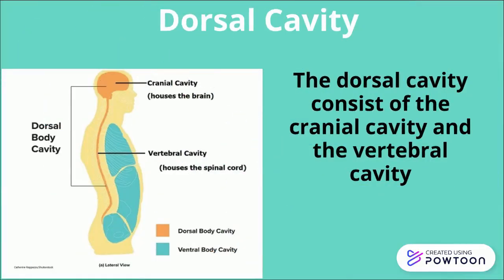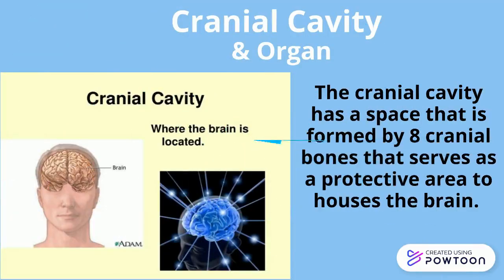Now we're moving to the dorsal cavity, which consists of the cranial cavity and the vertebral cavity. The cranial cavity has a space that is formed by 8 cranial bones that serve as a protective area to house the brain. Also, the cranial cavity has small cavities known as the oral, nasal, orbital, and middle ear cavities.